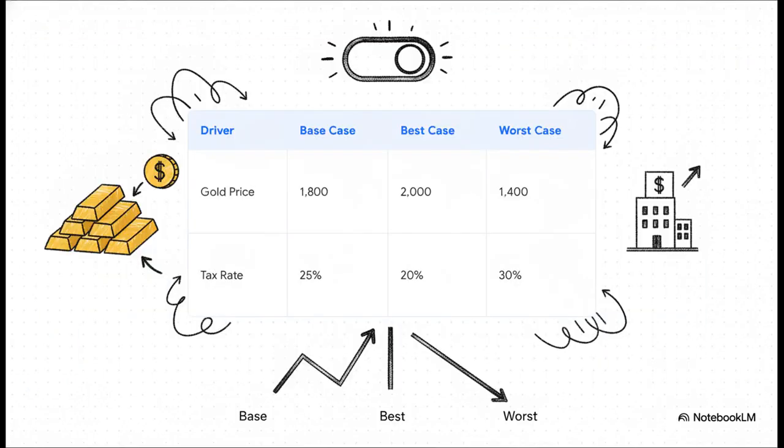We isolate these volatile drivers so we can properly stress test the model. We run base, best, and worst-case scenarios to see exactly how the whole business reacts to these specific fluctuations. Instead of totally overwhelming your audience by tweaking 50 different variables, you build a toggle switch for just these specific drivers. Then you can instantly show your stakeholders what happens if gold drops to $1,300 an ounce or if the tax rate suddenly spikes to 30%. This right here is where the model stops being just a static spreadsheet and transforms into a powerful, dynamic decision-making tool.